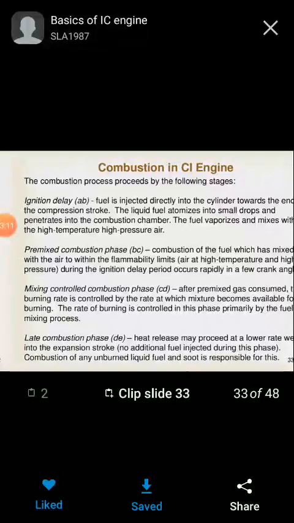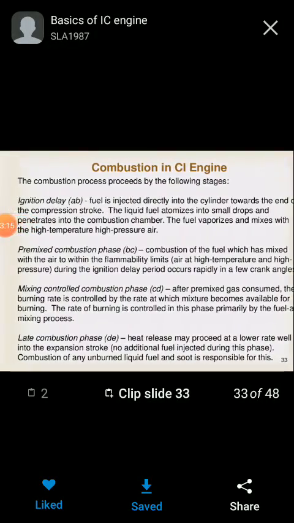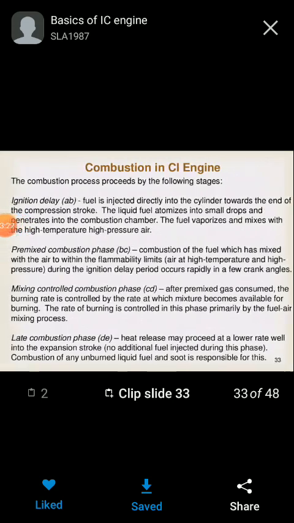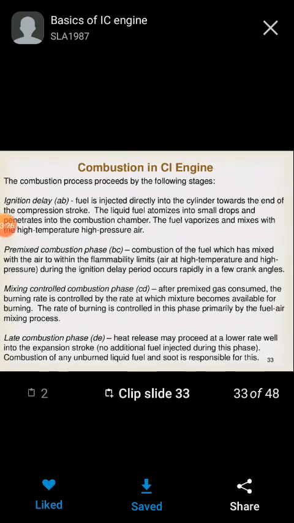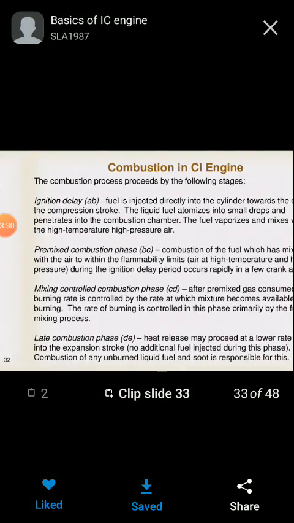The premixed combustion phase: the combustion of the fuel which has mixed with the air to within the flammability limits. The air is at a high temperature. This occurs rapidly, within a few crank angles, after the ignition delay period.